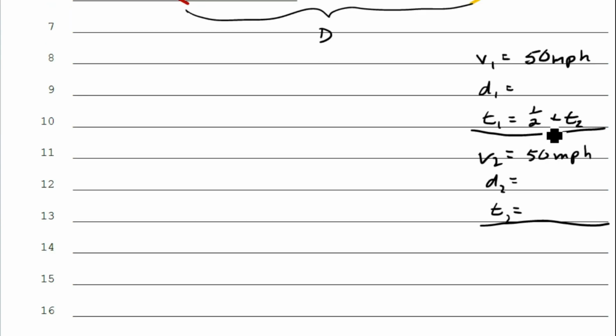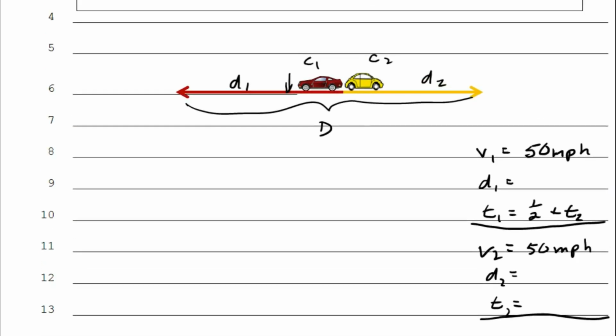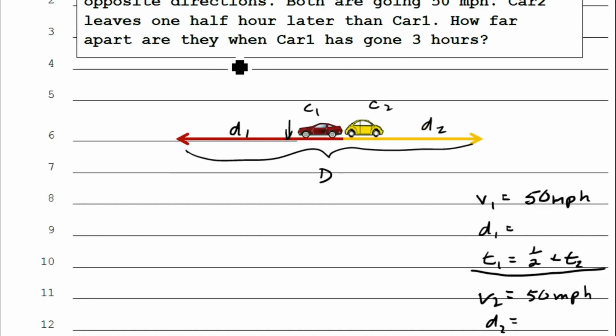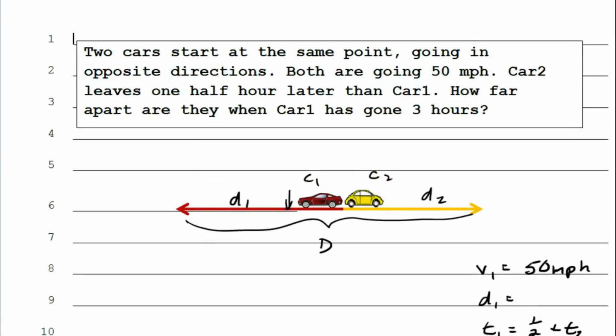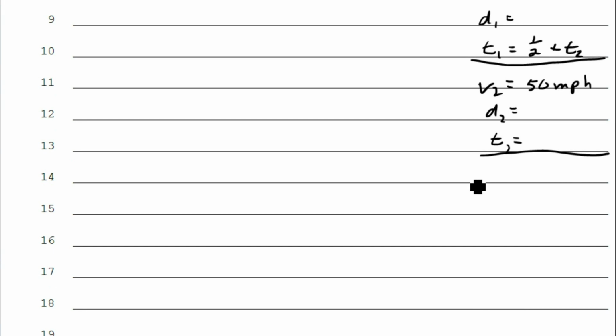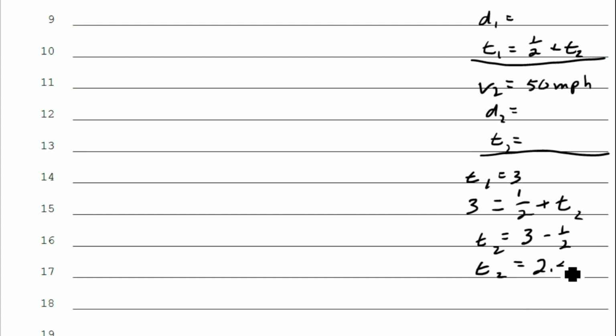So we have T1 equals 1/2 plus T2, and we want to find the distance apart that the cars are when car 1 has gone 3 hours. We want to work out when T1 equals 3 hours. And then you can solve this equation here. 3 equals 1/2 plus T2. So T2 will equal 3 minus 1/2, and T2 will equal 2.5 hours.